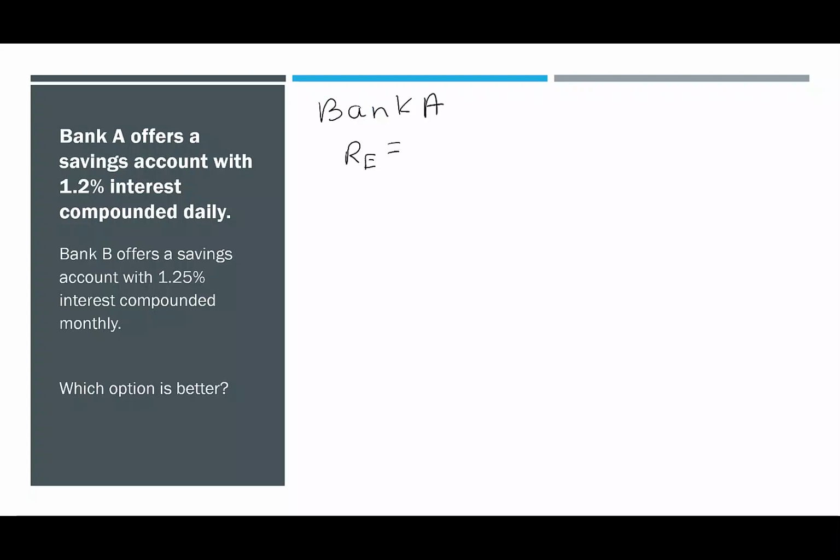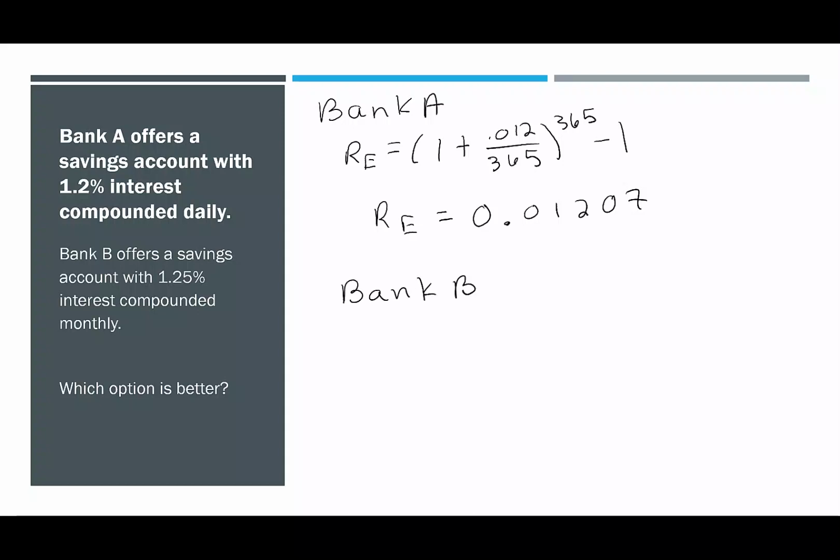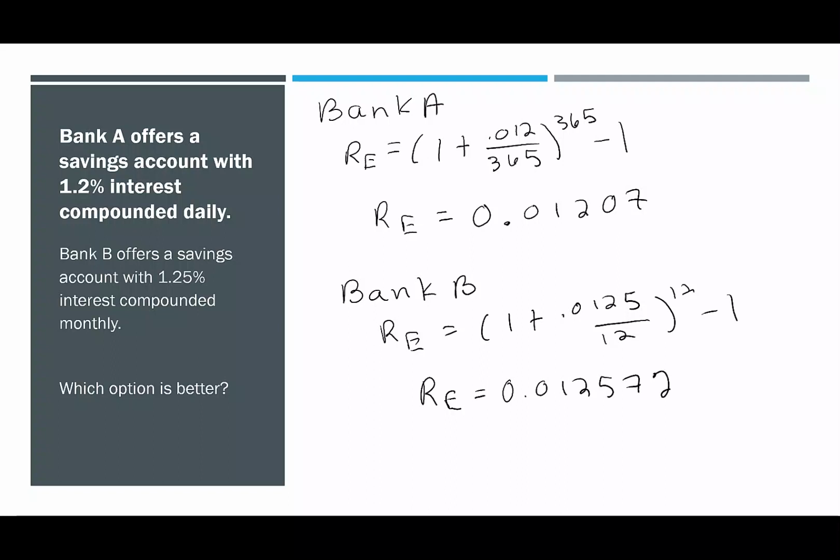For Bank A, the effective rate is 1 plus 0.012 over 365 to the 365 minus 1. This gives us 0.01207. Let's do the same thing for Bank B. This time, our R sub E is equal to 1 plus 0.0125 over 12 to the 12 minus 1. This gives us 0.01272. Comparing the two rates, we can see that Bank B is better.